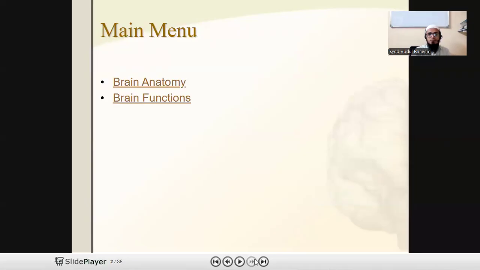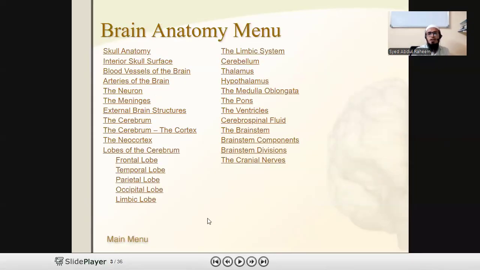So brain anatomy and brain functions. In the brain, we have a number of things like skull, blood vessels, arteries, neurons, meninges, brain structure, cerebrum, cortex, neocortex, frontal lobe, temporal lobe, parietal lobe, occipital lobe, limbic lobe, limbic system, cerebellum, thalamus, hypothalamus, medulla oblongata, pons, ventricles, CSF, brainstem, brainstem components, brainstem division, cranial nerves. So these are the brain anatomy names.